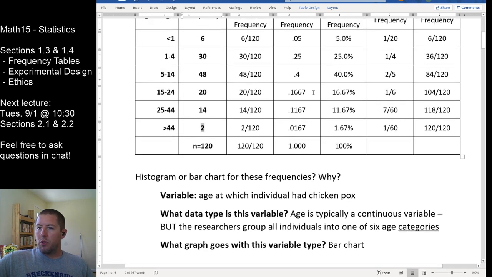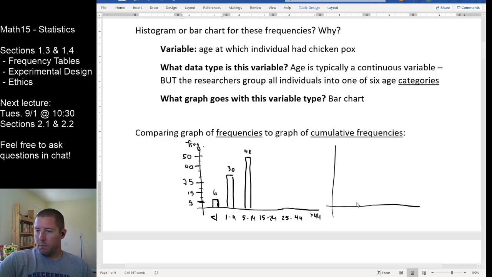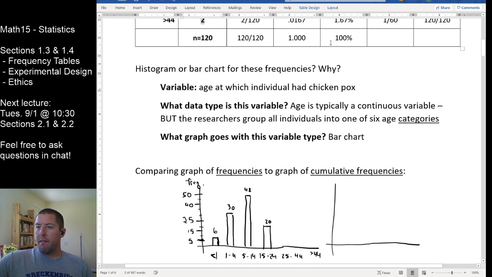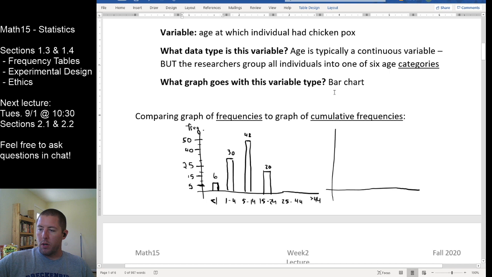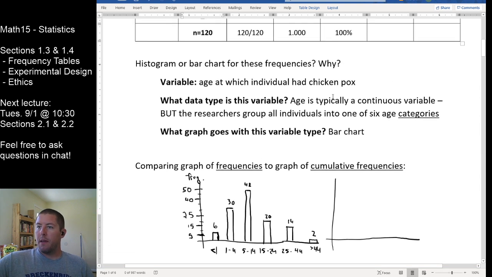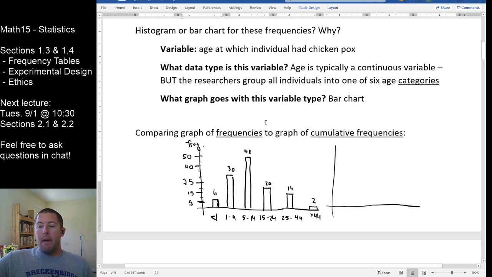15 through 24, height of 20. 25 through 44, height of 14. And finally, our one that we can barely see down here, a height of 2 for that last box right there. So here we have made our bar chart.